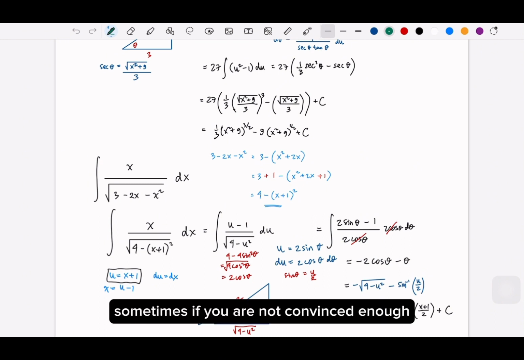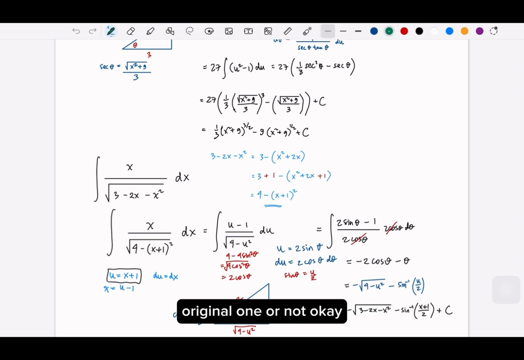Sometimes if you are not convinced enough, you can break this down and then check whether it goes back to the original one or not. So if you want to check, you can check.